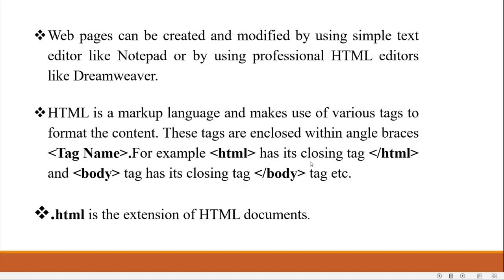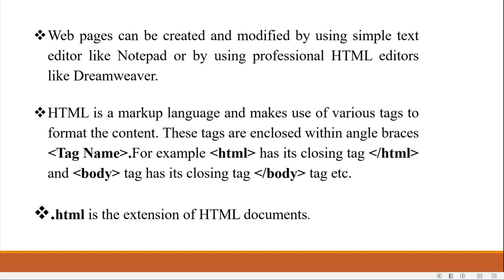Once we create an HTML document, it should be saved with the extension .html. For example, I created an HTML document with the name sample. Then I have to save that document with the extension .html. So sample.html, or test.html, demo.html, whatever file or document we want to save as HTML. For that we use .html.